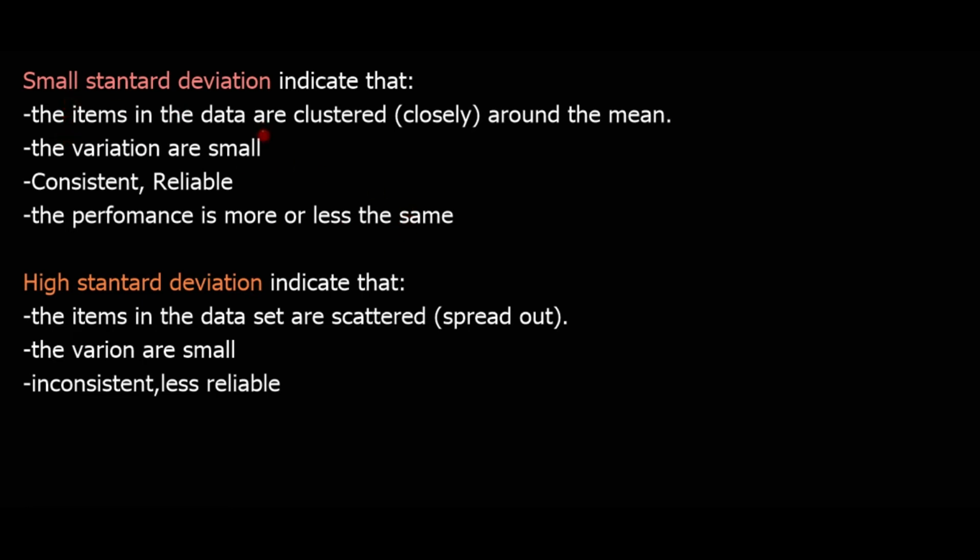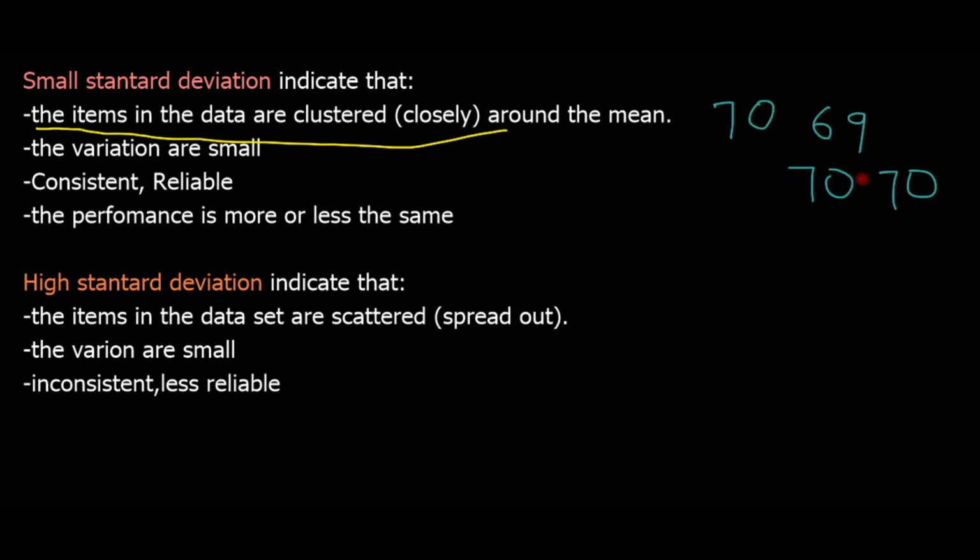The small standard deviation indicates that the items in the data are clustered closely around the mean. When I say they are clustered, I mean they are close to each other, like the results you get of 70, 69, 70, 70. So you can see that these results are clustered. So when these results are clustered, more closer together, it means we have a small standard deviation.